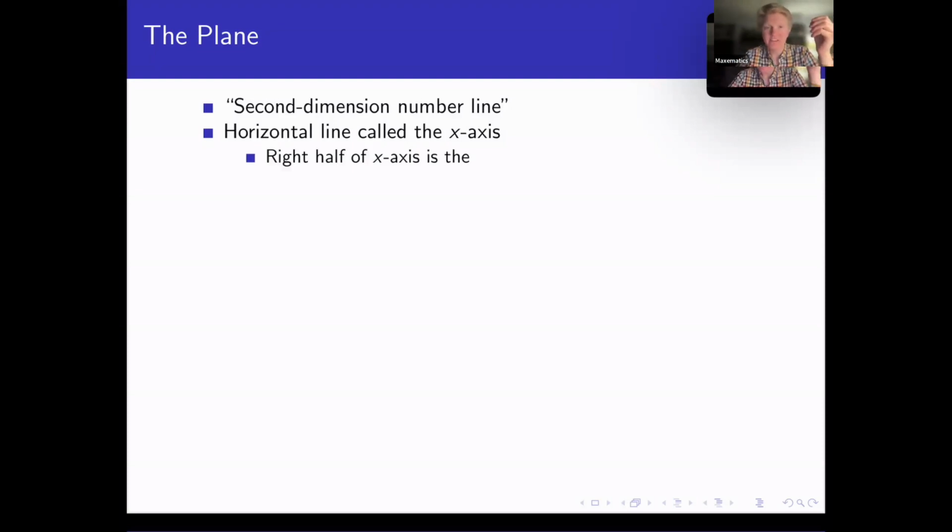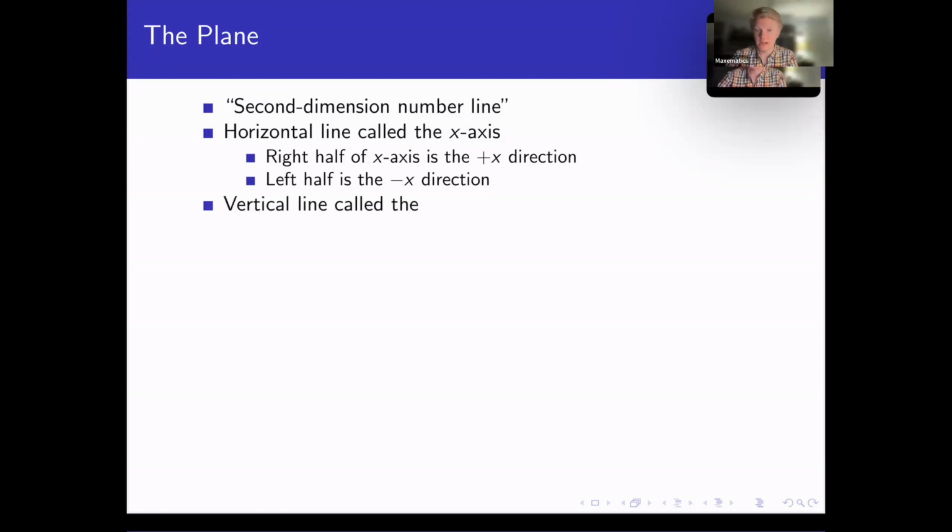The right half of the x-axis we define to be the positive x direction, and that kind of makes sense. And then the left half would be the negative x direction. Like I said, this makes sense because we read left to right. If we're reading left to right, that's kind of how x values run. They run negative to positive. We like it when things go up.